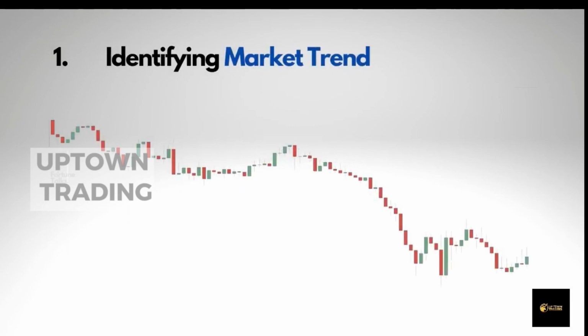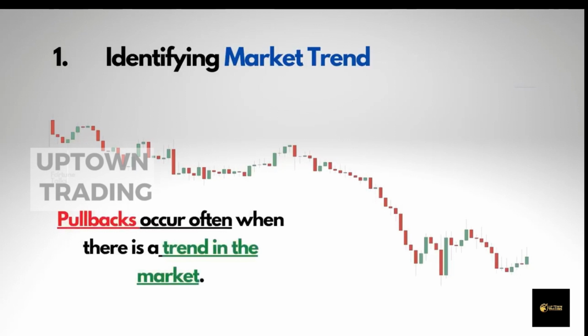The first point is to identify the market trend. The first and foremost thing that you have to figure out while you trade pullbacks is to find the existing market trend. You must have a trend in the market, because most often you will encounter a pullback opportunity when there is a trend in the market.